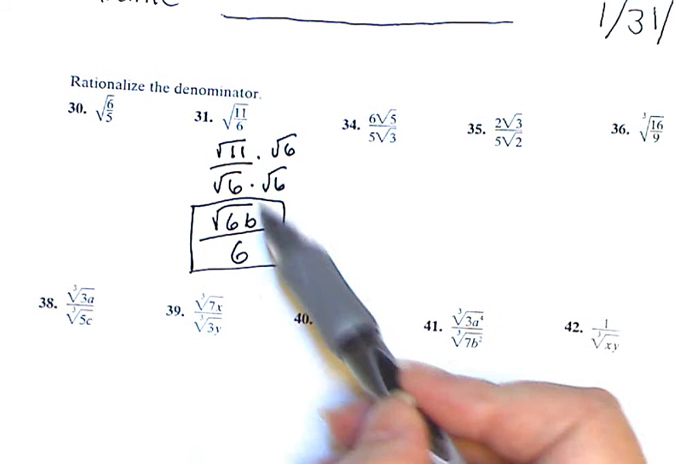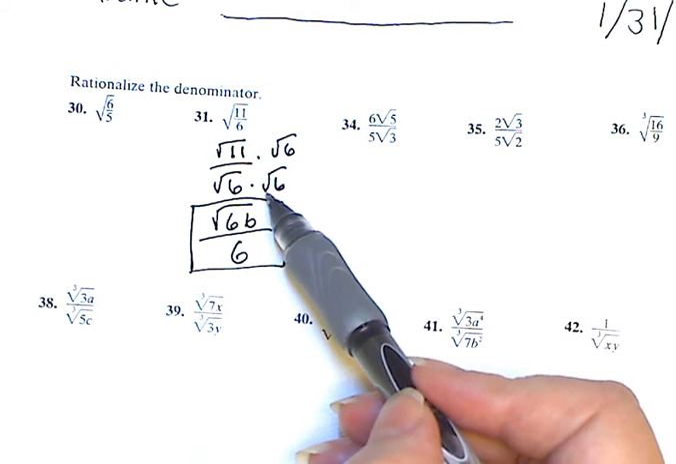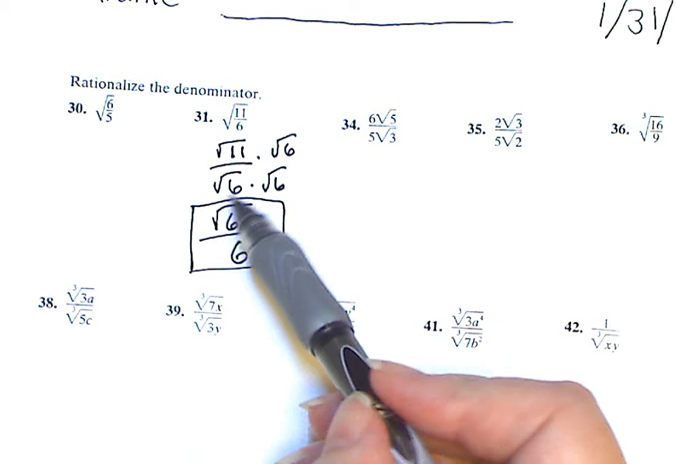Simplified that, we have 6 times 6 is 36, and the square root of 36 is 6 because they're the exact same thing.